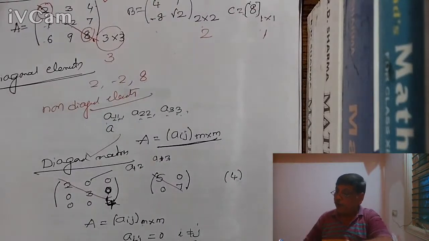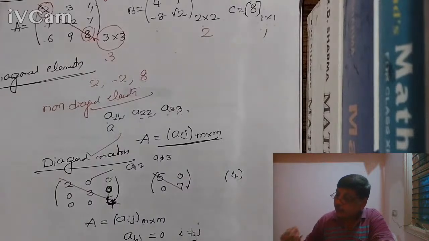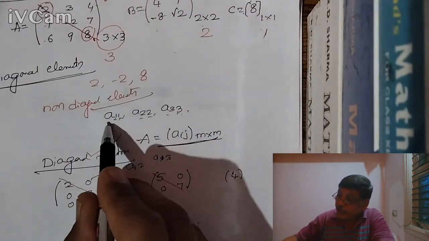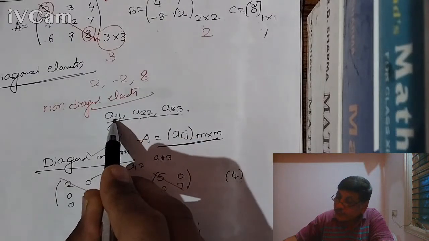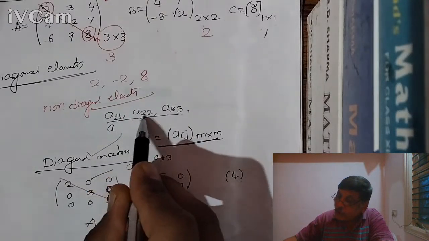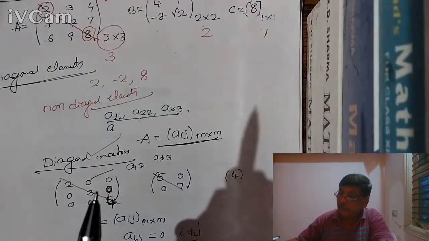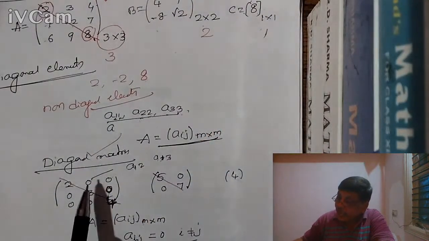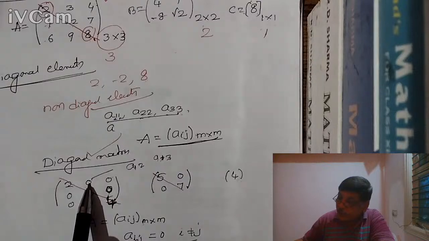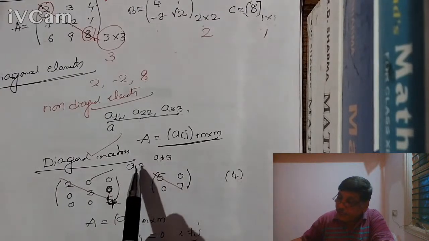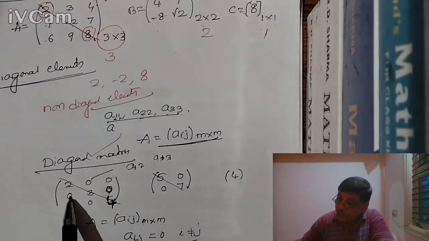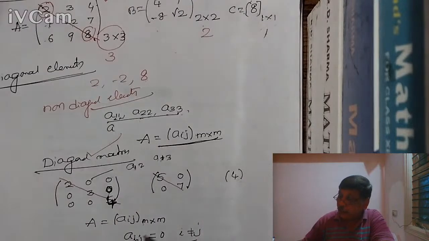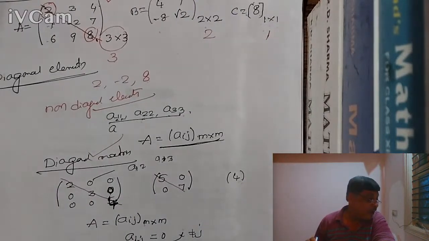I hope all of you got it. Yes or no? Just observe here, in the diagonal elements both suffixes are the same: 1, 1, 2, 2, 3, 3. In the non-diagonal elements, this is the position of A12, A13, which means here i and j are different. Here also, A21 means 2 is different from 1. It's right. This is the definition of a diagonal matrix.